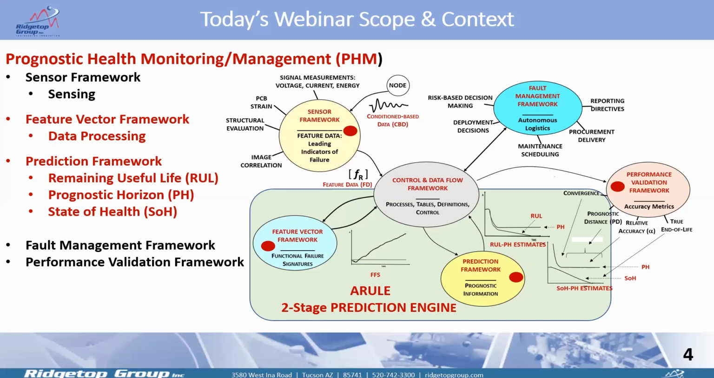So we're going to concentrate on the area that you see at the bottom there with a green background. That basically comprises ARULE. We control the processing of data to produce a prediction as to when something is likely to fail at some future time. Remaining useful life, state of health, and prognostic horizon are the primary prognostic information.